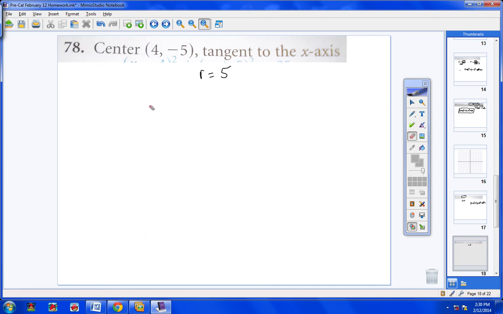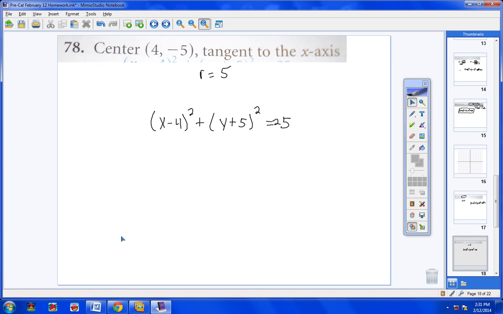So now you are definitely ready to write your equation. Your x value is 4, change the sign, so (x - 4) quantity squared, plus your y value is -5, change the sign, so (y + 5) quantity squared, equals radius squared, or 5 squared. And of course I would want you to simplify 5 squared and make it become 25. And there we go.